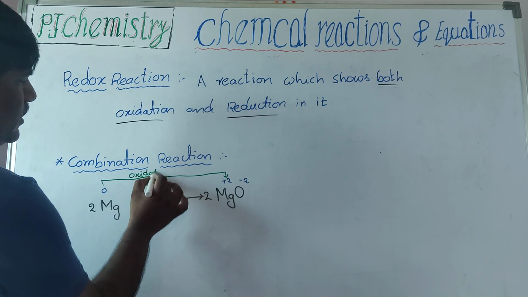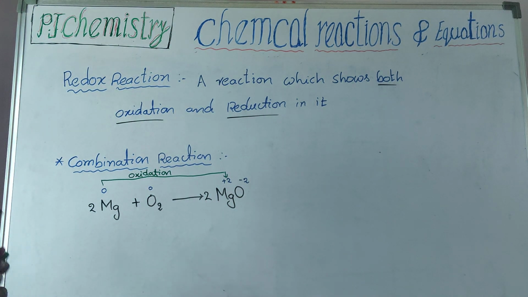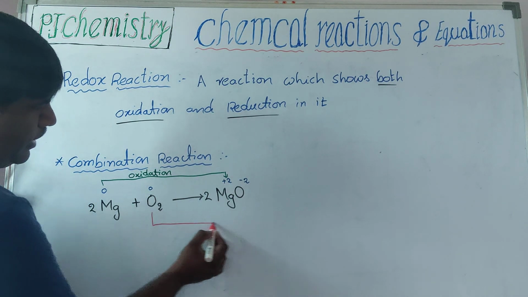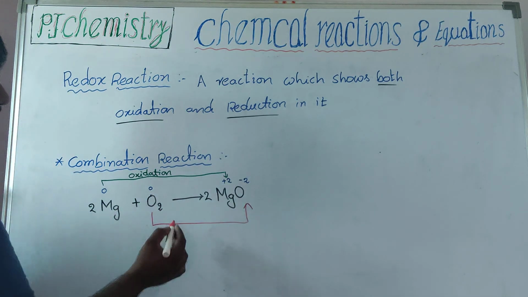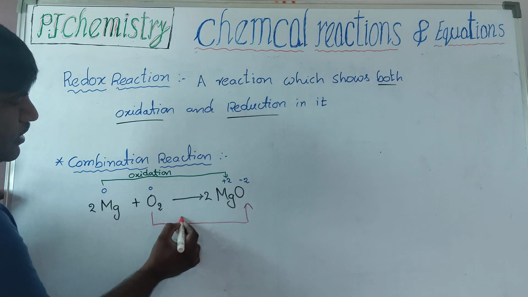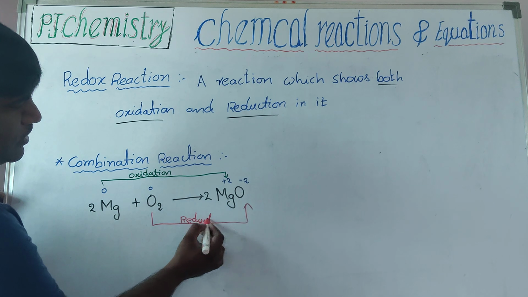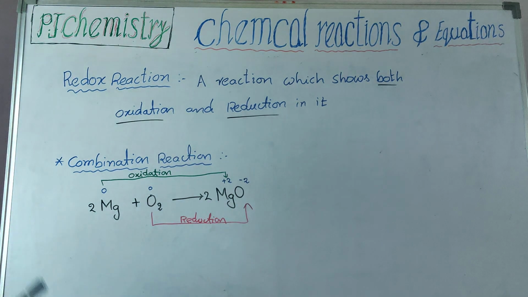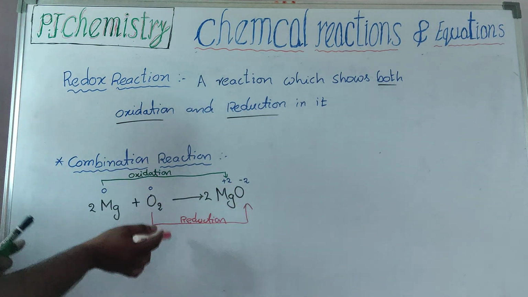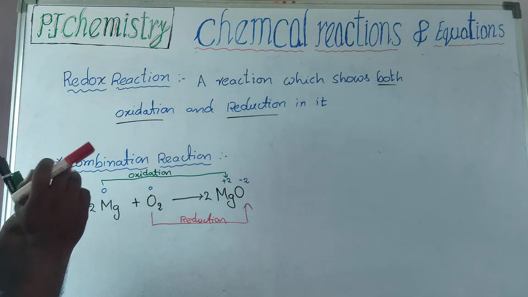In the same way, observe oxygen. Oxygen is 0 on the reactant side and -2 on the product side. That means decreased oxidation number, and decreased oxidation number means reduction. So the same equation shows both oxidation and reduction. So this reaction is also a redox reaction.